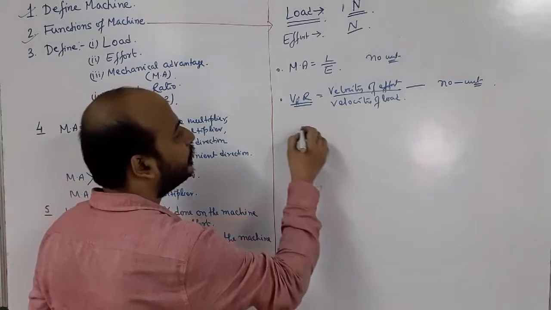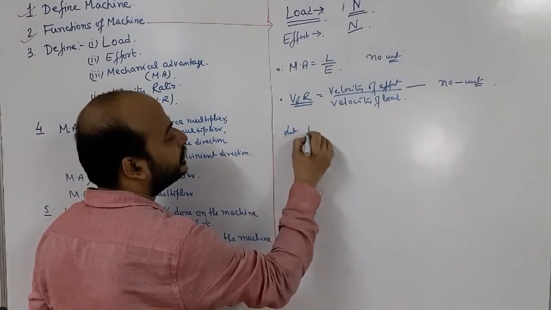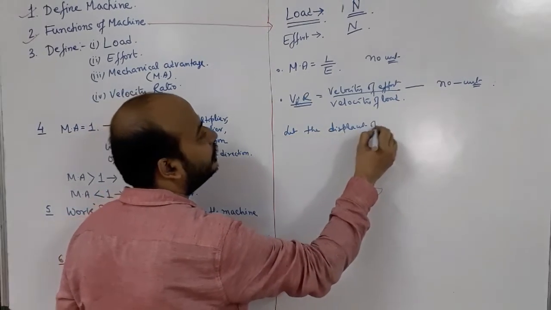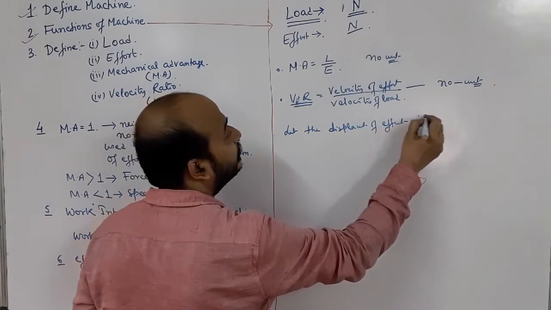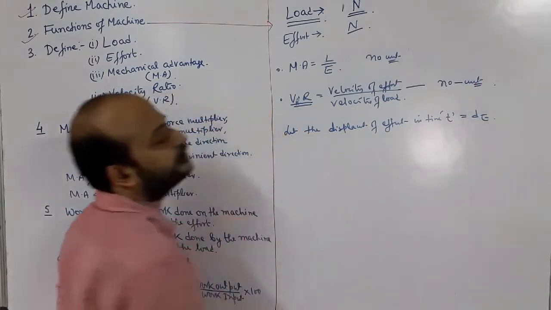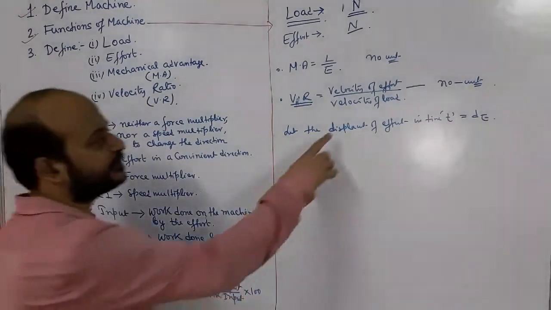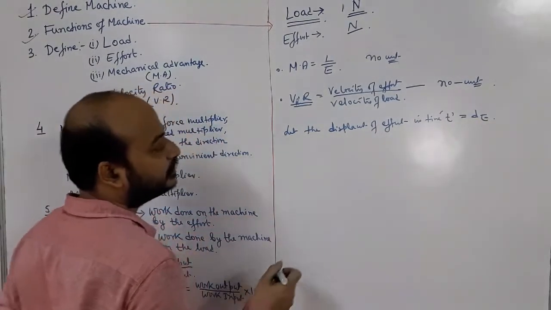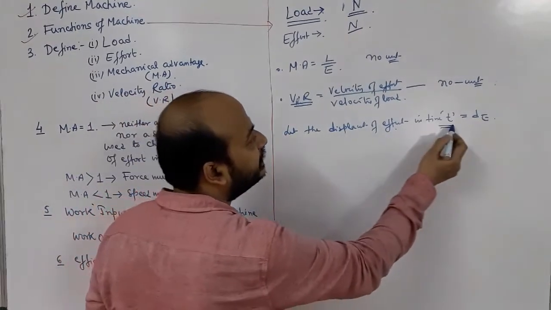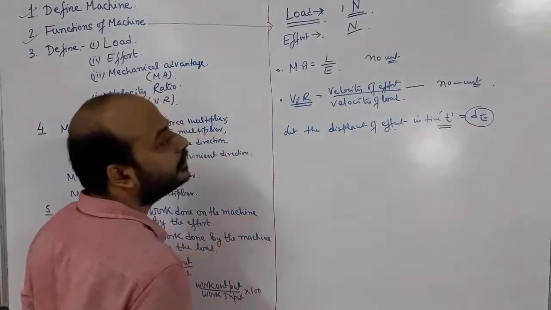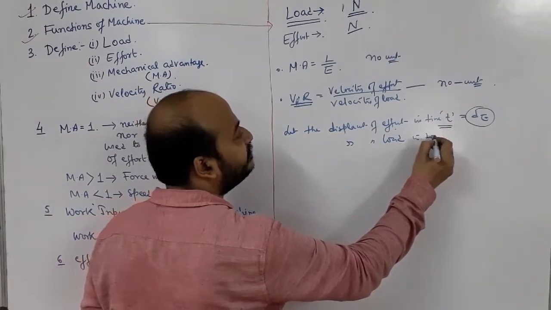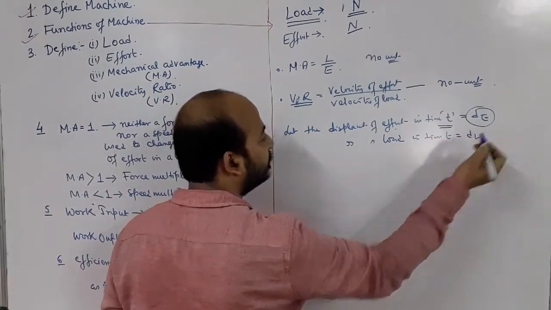Now let the displacement of effort in time t be equal to dE. Suppose the effort is moving in time t; the distance moved by the effort in time t is dE, and the displacement of load in time t is dL.